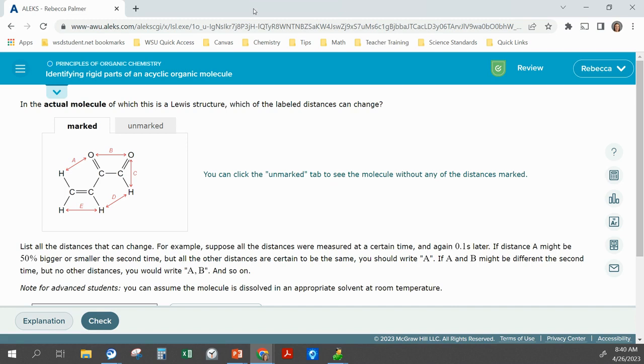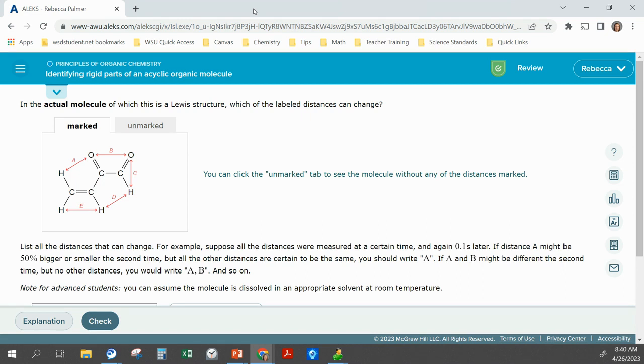So I just have to look at these red arrows and go through and think about what can rotate, what can't rotate, which bonds are going to change. This one makes this trapezoid, so double bond, hydrogens. This E cannot change because the double bond is blocked. Okay, so that one can't change. Okay, let's go to D.